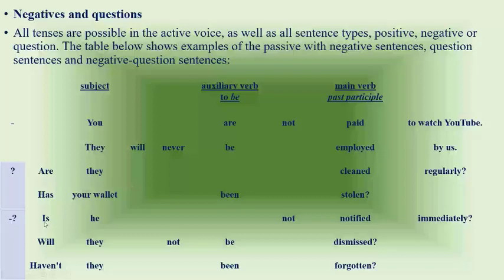Affirmative. Here, question negative: is he not notified immediately? Will they not be dismissed? Haven't, have not, they been forgotten? Always in past participle. Let's notice here paid, stolen, forgotten, irregular verbs. So we should know all about irregular verbs.